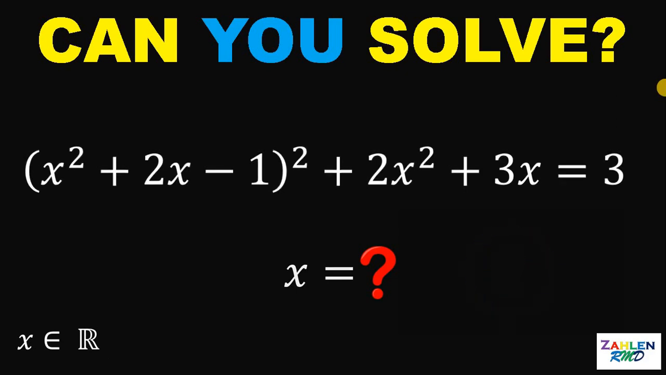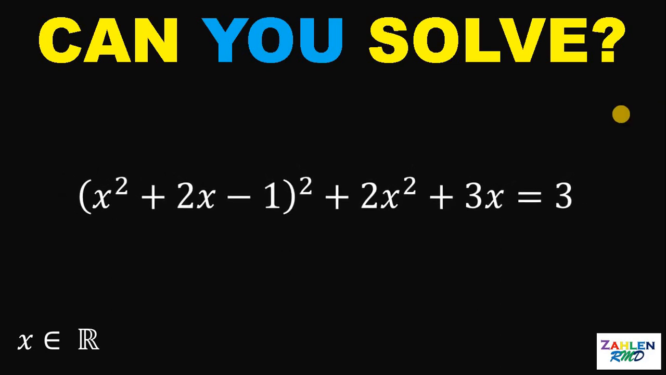Now, let's answer this question together. Our goal in this question is to solve for the real value of x. There's a lot of ways to answer this kind of question, but here's one of them. So what we're going to do is to focus on this expression x squared plus 2x minus 1. If we can replace this expression with a single variable, then our equation becomes more simple.